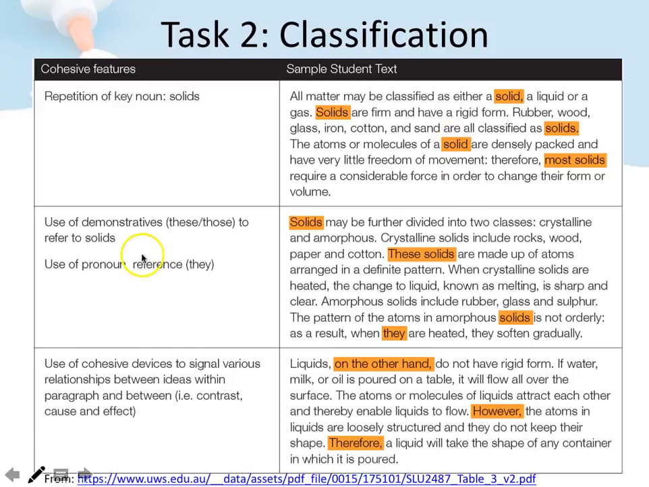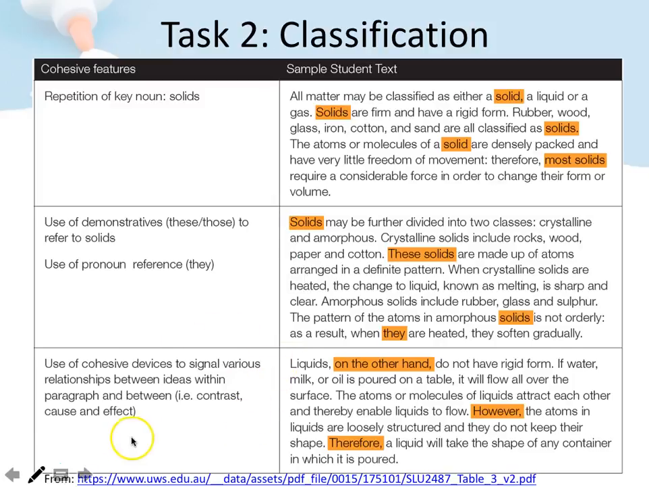Other ones are the use of demonstratives, such as these or those. Like these solids, the crystalline ones, connects back to a previous idea. And pronouns are a form of reference, where they is repeating something from before. You might not think of this when you use they or use a pronoun as a cohesive element, but it is. And you'll notice in this paragraph there are no linking words like transition words.